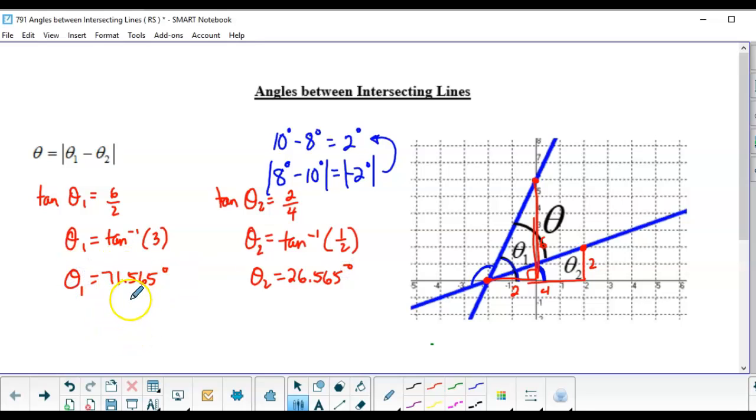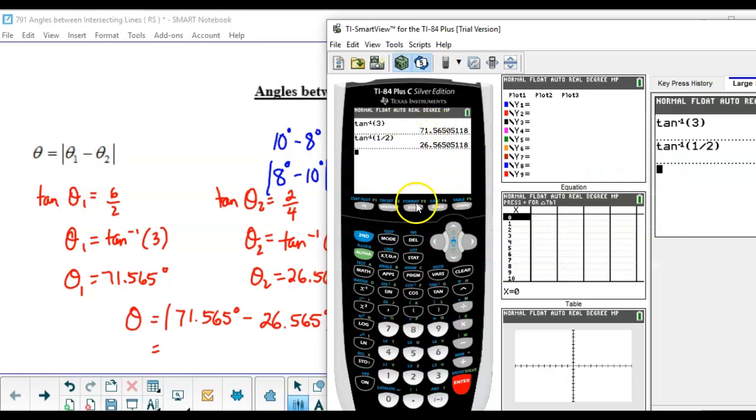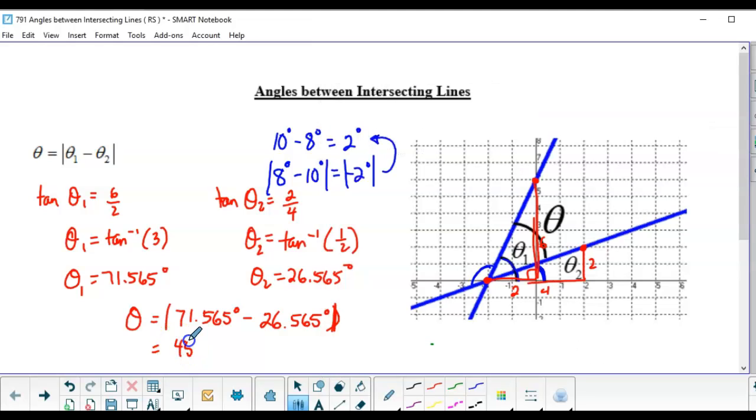So the difference between them. Remember, absolute value. 71.565, really we don't need the absolute value because that's bigger anyway. You could do this all in one step in your calculator, or you can go back and copy that out if you have the ability in your calculator. That's why I recorded a few decimal places in case you didn't. And that is 45 degrees. And that's all you do.